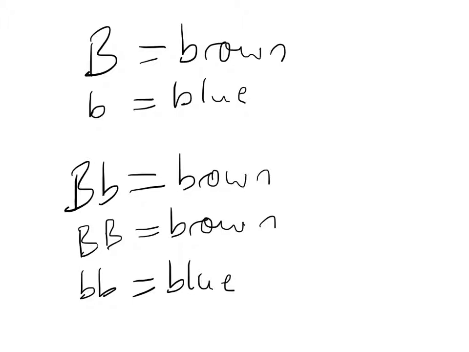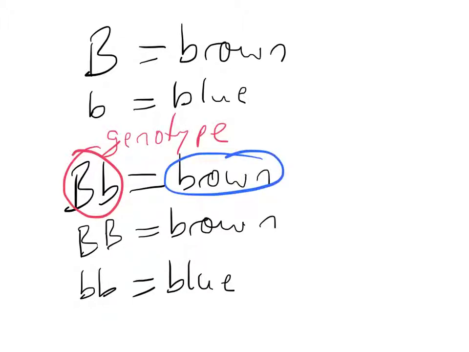Okay, so what does this have to do with genotype and phenotype? The actual alleles that they have is their genotype. So in this case, a person with these particular alleles, a brown allele and a blue allele for eye colour, that is their genotype. Their phenotype, how those genes are expressed, how those alleles are expressed, is brown. Okay, so genotype, and how it is expressed is the phenotype.